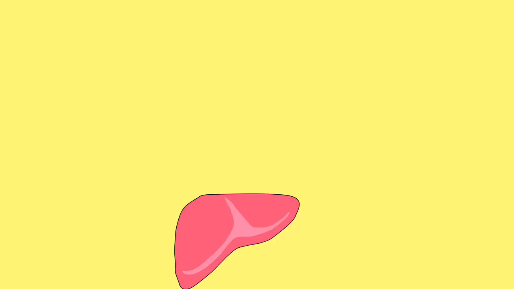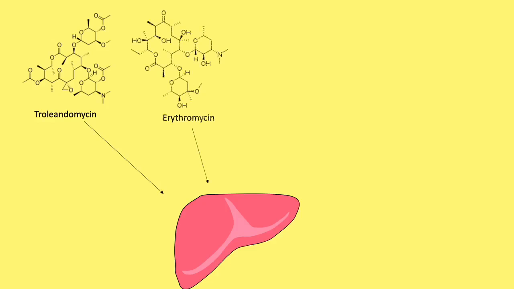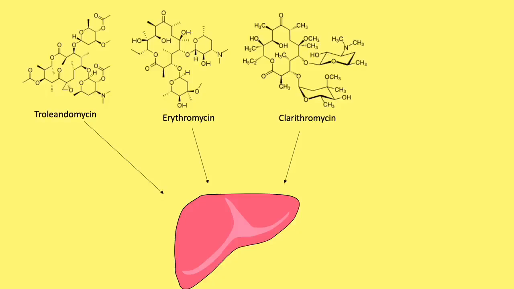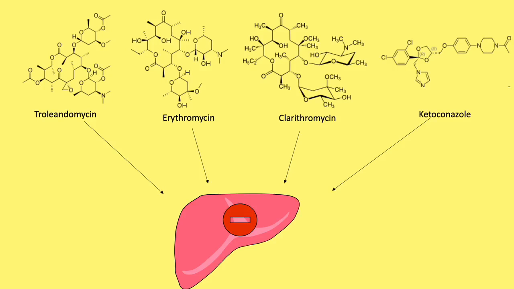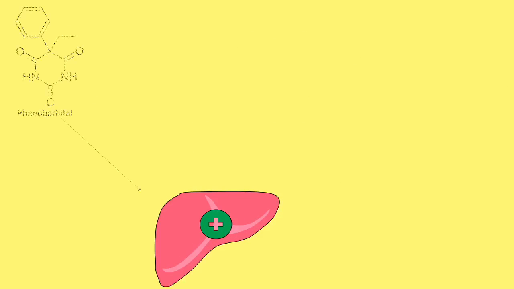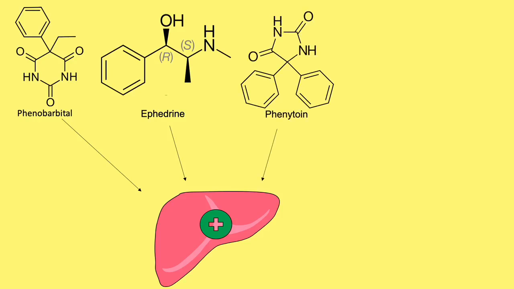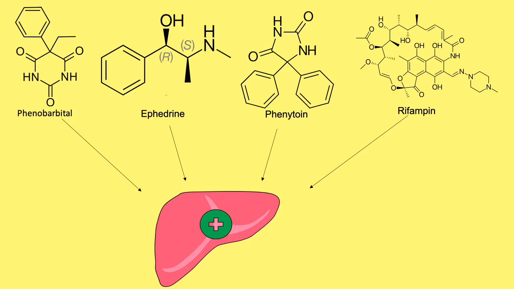On the other hand, some drugs may increase its breakdown and may require a higher dose when used with these drugs. Troleandomycin, erythromycin, clarithromycin, and ketoconazole can reduce the ability of the liver to metabolize corticosteroids, and this may lead to an increase in the levels and side effects of corticosteroids in the body. Phenobarbital, ephedrine, phenytoin, and rifampin may reduce the blood levels of corticosteroids by increasing the breakdown of corticosteroids by the liver. This may necessitate an increase of corticosteroid dose when they are used in combination with these drugs.